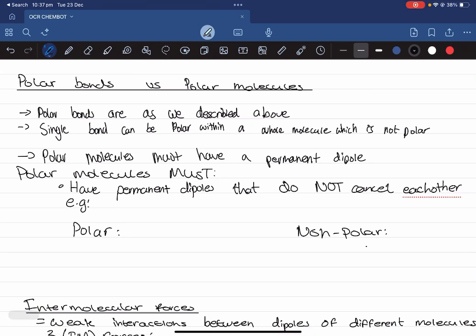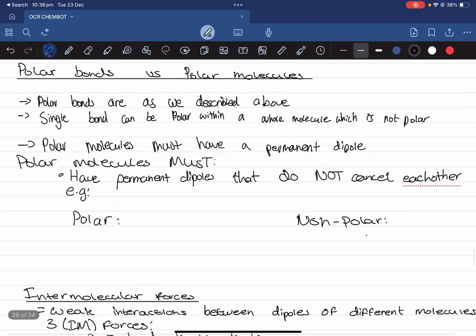Now, here is also an extremely important and quite confusing part that you must be able to understand, is the difference between polar bonds and polar molecules. Now, polar bonds are, as we described above, when the electronegativity values are large enough to where there's a dipole that's created. Now, single bonds can be polar within a whole molecule that isn't polar. And polar molecules must have permanent dipoles.